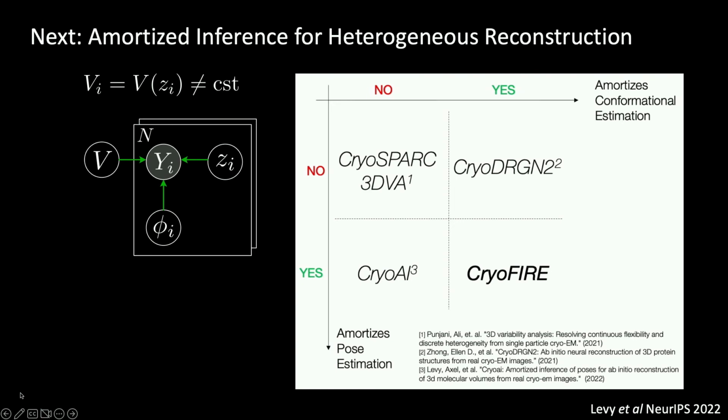And so the long story short is that 3DVA and CryoSpark would not amortize over poses, and would not amortize over conformations either. What CryoDragon and CryoDragon 2 introduced is amortization over conformations, right? So everything I said about amortization today in cryoAI is the same concept that was implemented in CryoDragon. You would amortize over the z latent variable, but then you would not amortize over the poses. cryoAI would do the counterpart, and so we put one and one together, and I think we got two.